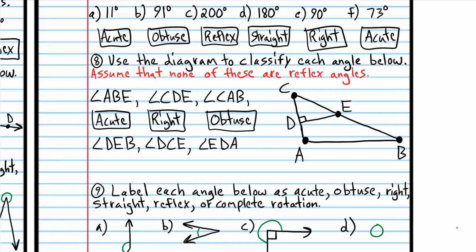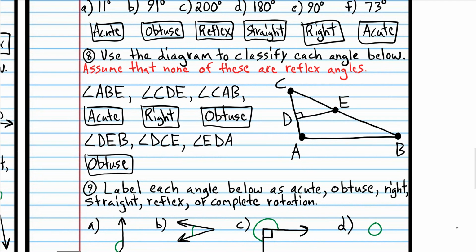And angle DEB, that's going to be this angle here. And again, we're assuming that we're not talking about this reflex angle. Is this angle going to be acute, obtuse, a right angle, or a straight angle? It's not going to be a complete rotation angle, obviously. Well, that angle measure looks like it's about 130 maybe degrees. So that's going to be an obtuse angle.